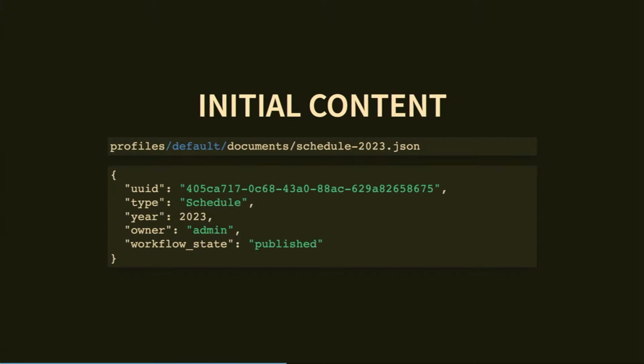Looking at the schedule JSON file, you can specify UID if you want to, but you don't have to. You specify type, and you fill in all the fields. In this case, it's just one, it's just the year. And then you can say who the owner of that document is and what the current workflow is. If you don't specify this, it will be the initial state.